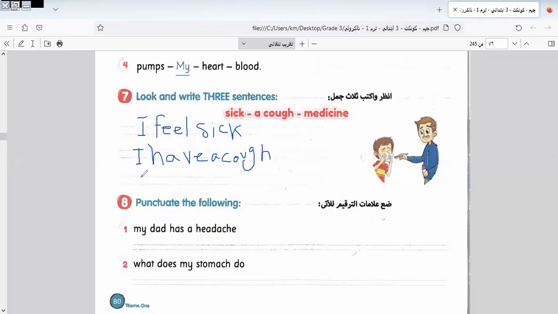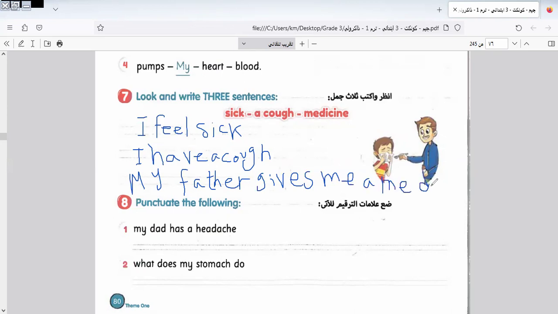My father gives me a medicine. My father, or my dad, or anything. My father gives me a medicine. Okay, so it's an easy sentence. I think I selected an easy sentence to know. You must select an easy, simple sentence to write in the exam.